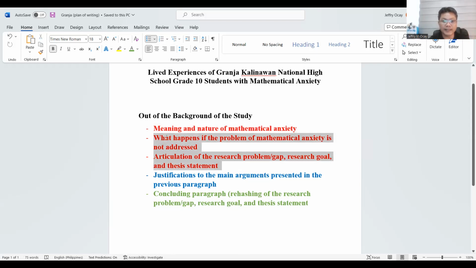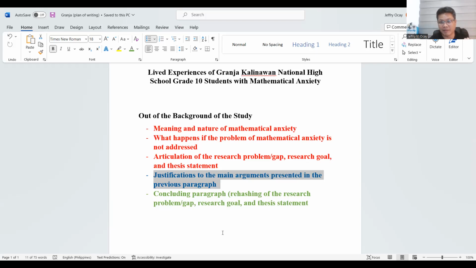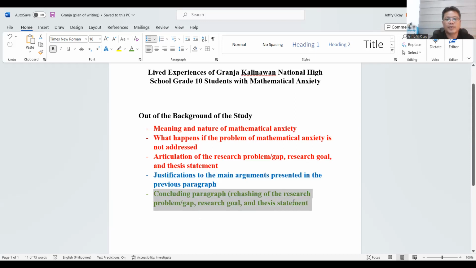And then after articulating these points in the head of the cat, we proceed to the body of the cat, the justifications to the main arguments presented in the previous or opening paragraph. And then after that, we present the concluding paragraph, the tail of the cat, where we simply rehash the research gap or problem that we want to see addressed in the paper, and then the research goal and the thesis statement.